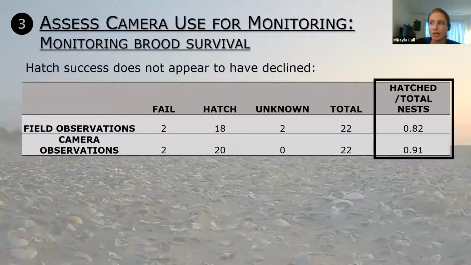We are also interested in assessing the potential to use cameras to remotely monitor brood survival. Hatch success for the subset of nests monitored on Metomkin Island was 82% based on field observations and 91% based on camera observations. So despite low productivity, hatch success does not appear to have declined. This suggests that some unrealized factor may be impacting productivity during the brood rearing stage instead.